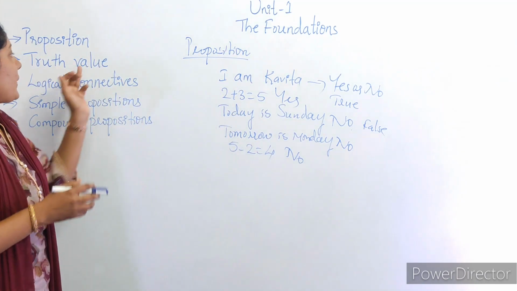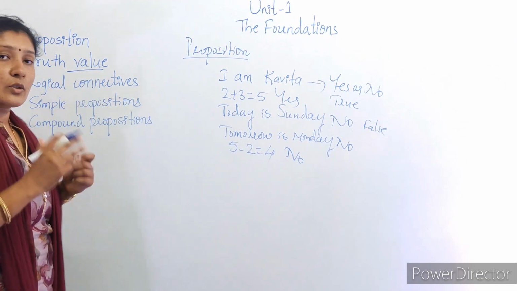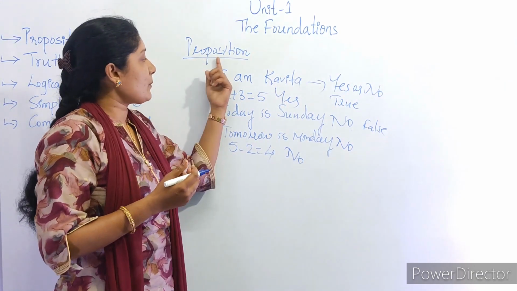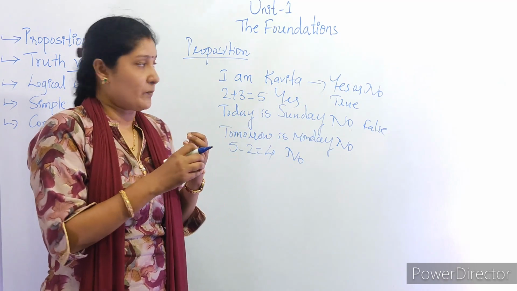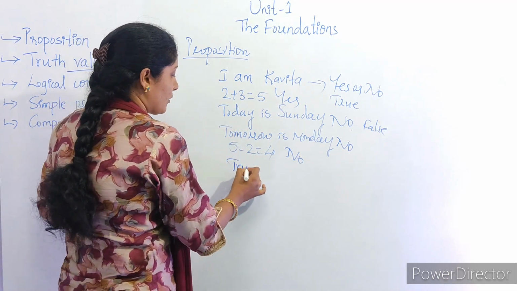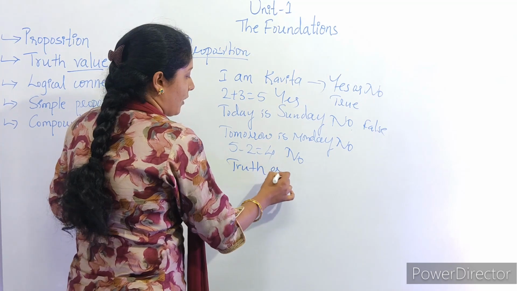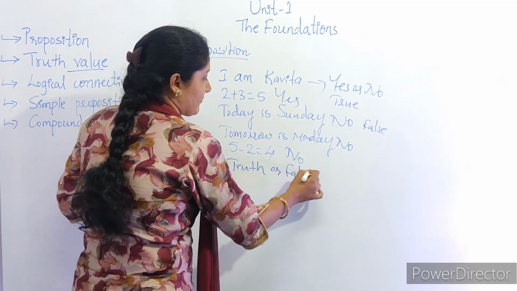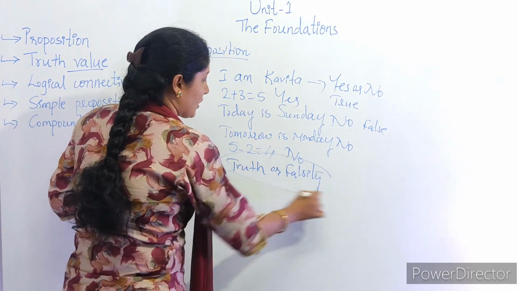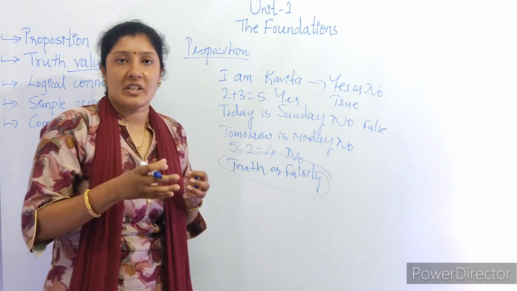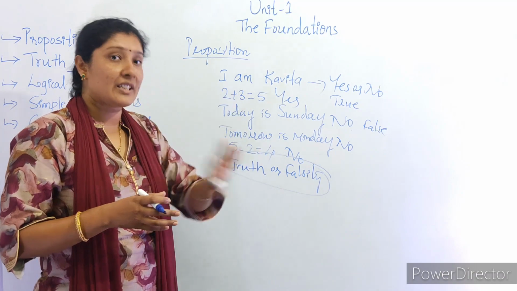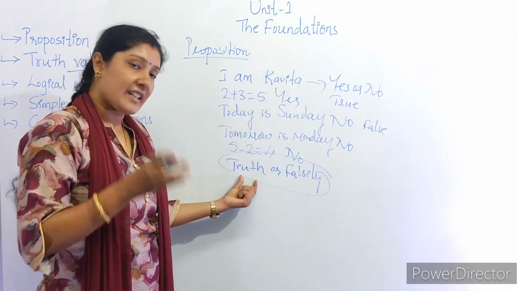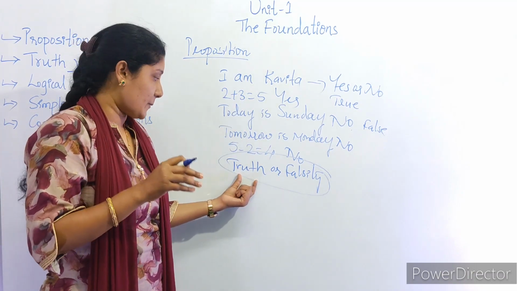Next, truth value. So, what is this truth value? As I told you, in the proposition, as a result, we are getting in the form of yes or no. So, the truth or falsity of a proposition is called as truth value. True is different, truth is different, okay? Truth means it can be either true or false.